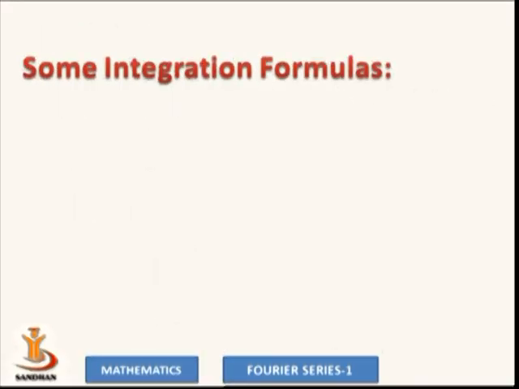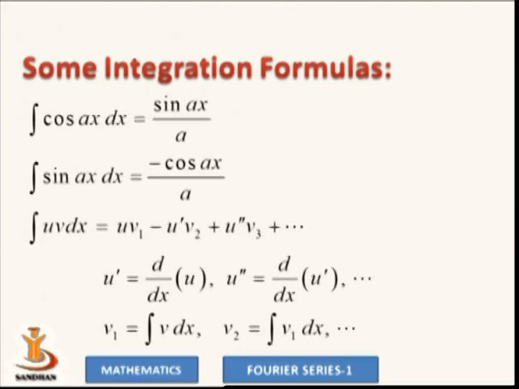Before starting Fourier series, let's recall some integration formulas. We already know that the integration of cos ax dx is sin ax upon a, while the integration of sin ax dx is minus cos ax upon a. Now when we have a product of two functions u into v, to find the integration of uv dx, we can use integration by parts.